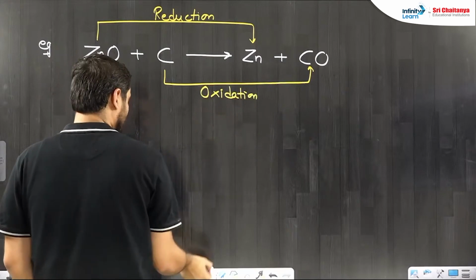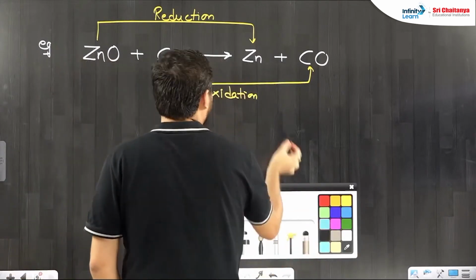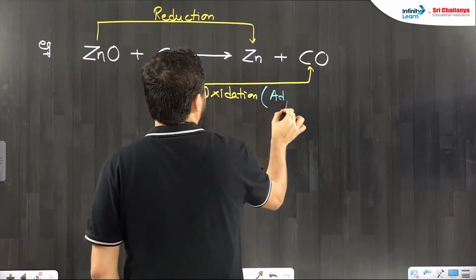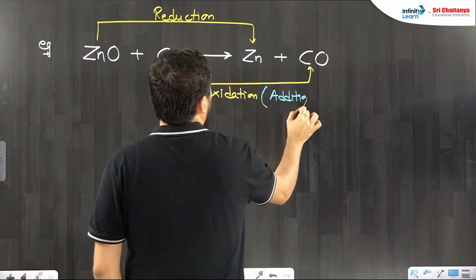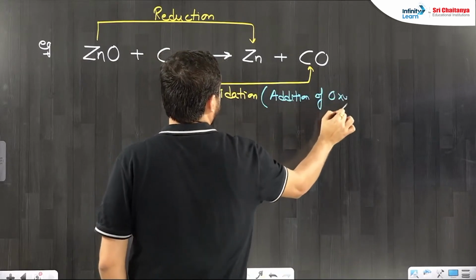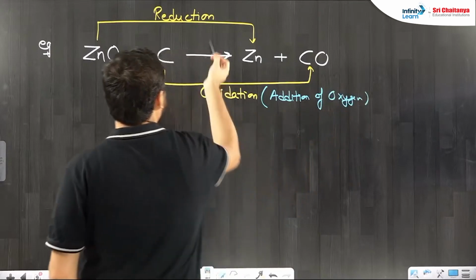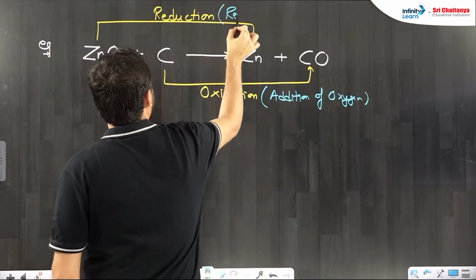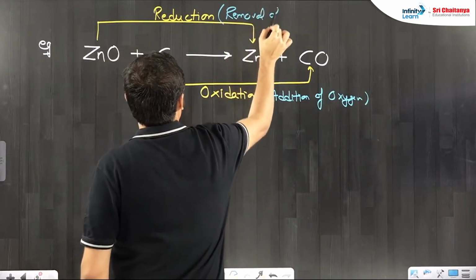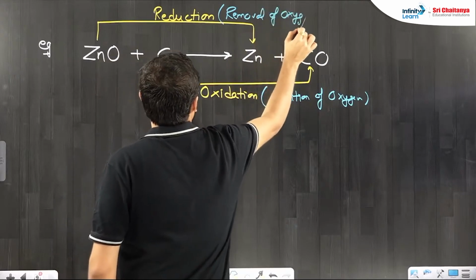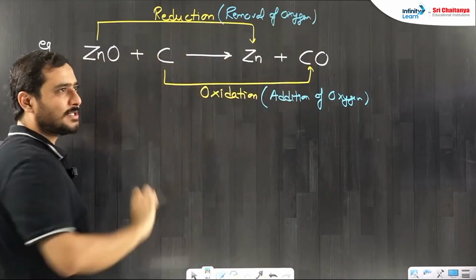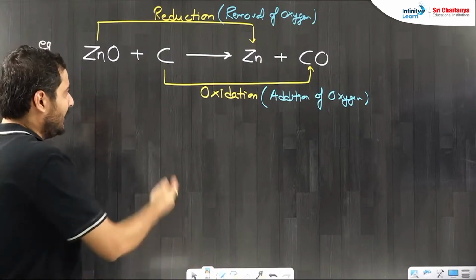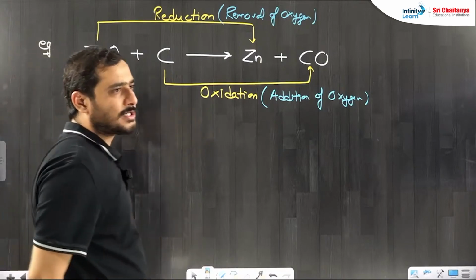Oxidation. So in this what we have written, it is addition of oxygen, that's why it is termed as oxidation, and here it is removal of oxygen. So this is termed as which process? Reduction process. Clear? So it is a simple example of redox reaction.